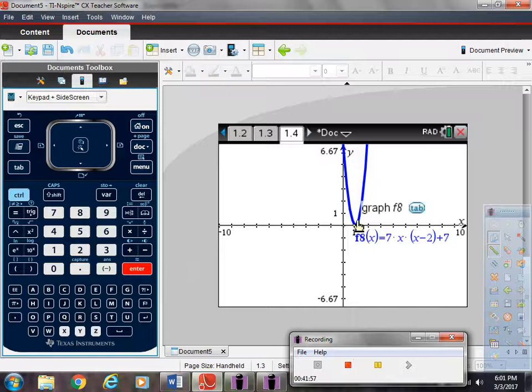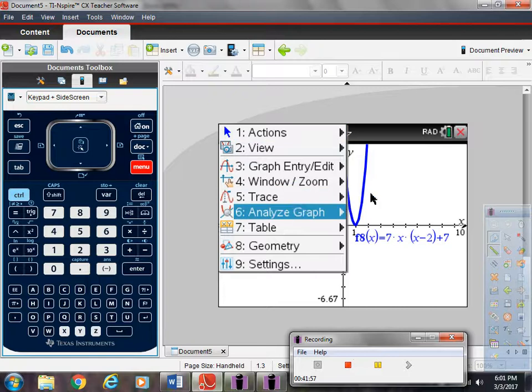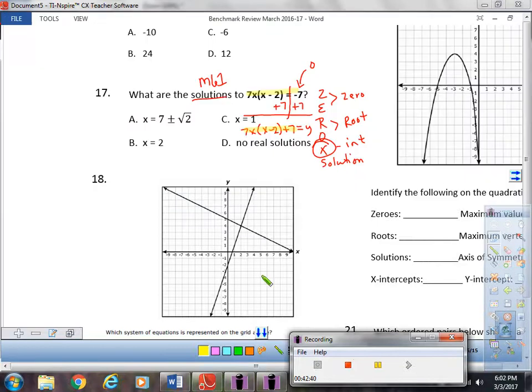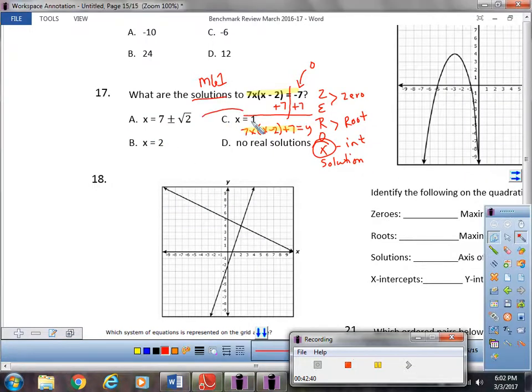So there it is. Looks like it has one solution, and it's right there. So I'm going to do a menu 61, click and drag, and there it is. Solution is 1, which would be C. So the correct answer on this one was C.